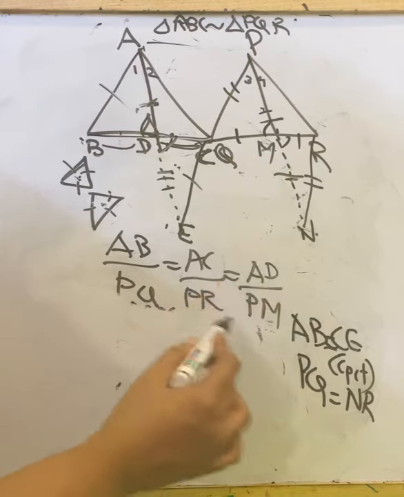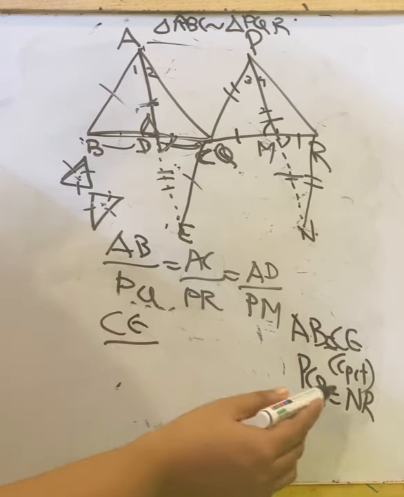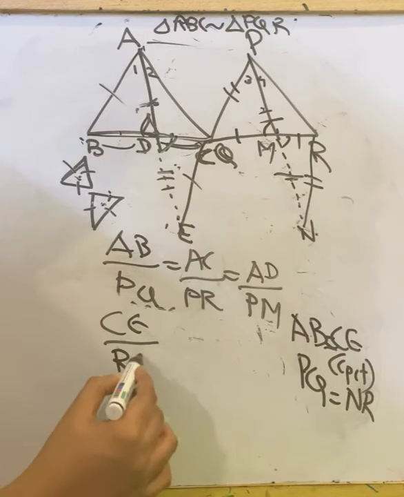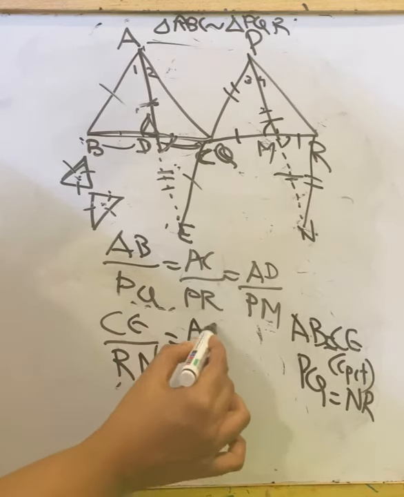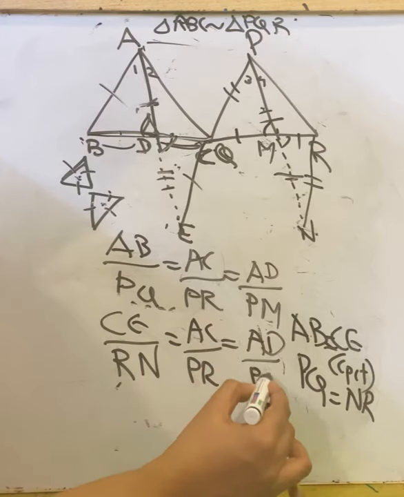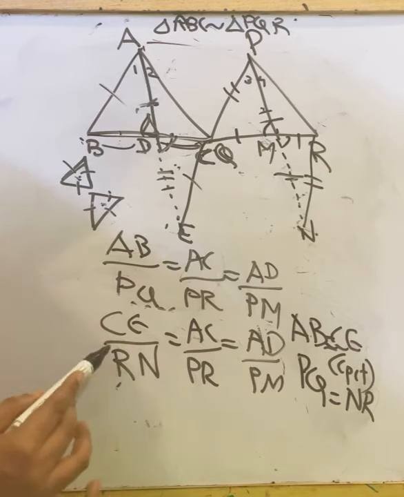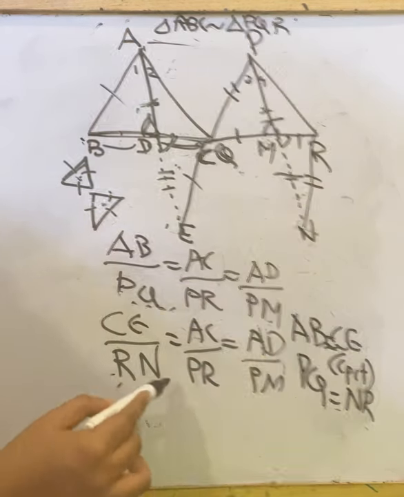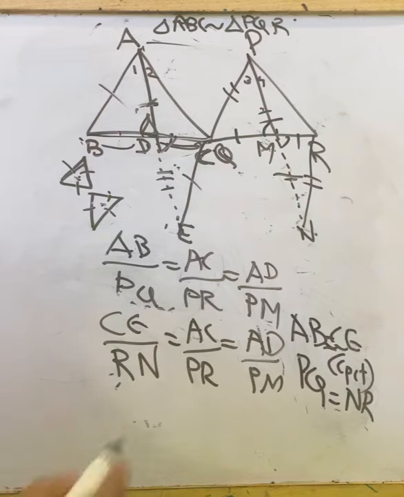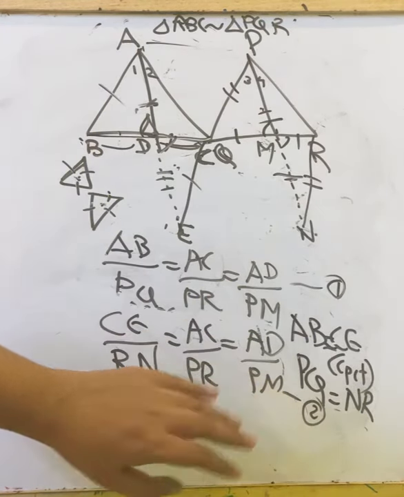So we will rewrite this as, instead of AB we will write CE, and instead of PQ, NR, that is RN, equal to, here we have AC by PR equal to AD by PM. The only thing is that we substitute AB by CE and PQ by NR, that is RN. Now we got two steps like this.